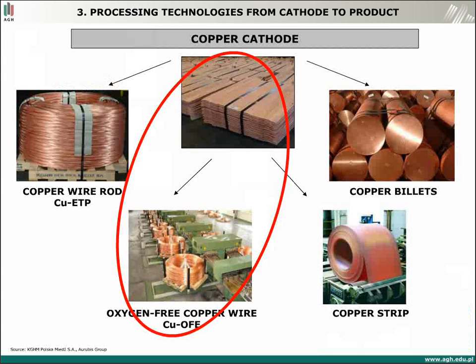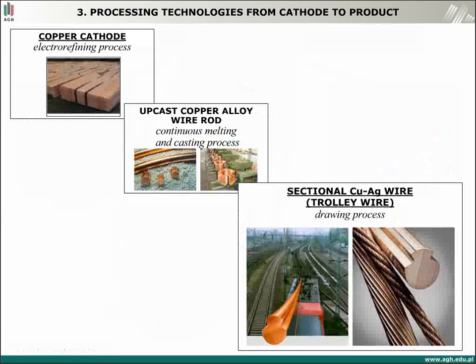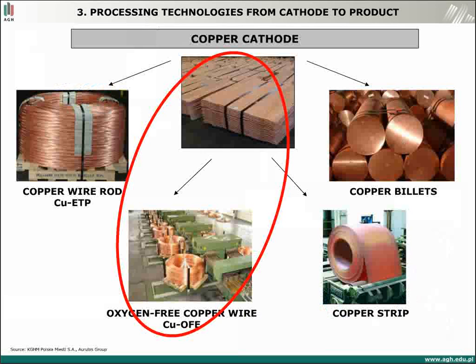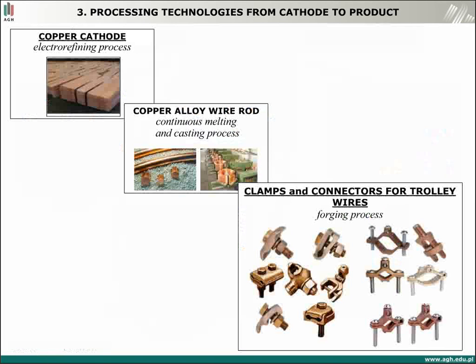The same technologies for the oxygen-free wire rod can also be used for producing low-alloy copper wire rod with diameters up to 25 millimeters, which in the next technological step are intended for drawing of sectional wires which are used in the trolley lines. Another application of alloy wire rods obtained by the continuous casting process are forgings intended for various types of connectors, mainly for trolley wires. In this case, the continuously cast rod is cut and then used as a feedstock for the hot forging process.